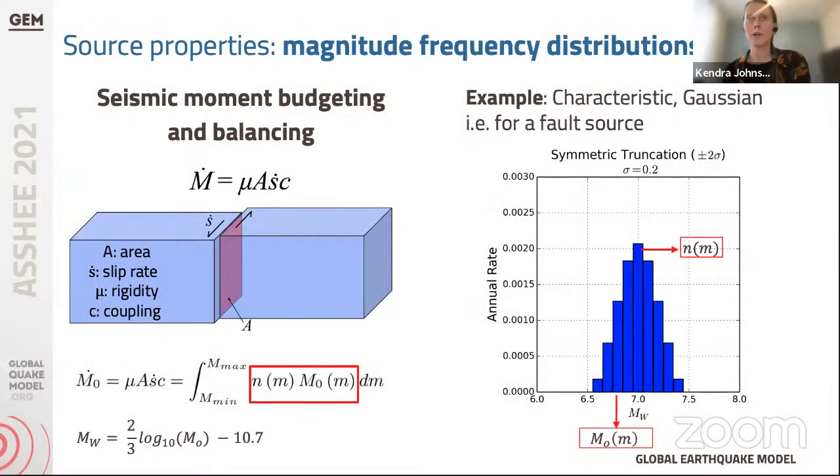A second approach to constraining magnitude frequency distributions is to use seismic moment budgeting and balancing. In this instance, we are first finding the total moment that we think a source can produce, and then we're distributing it across a range of magnitudes that we think are practical and given a functional form. The equation for seismic moment is printed here on the left, and it's taking into account the area of the source.